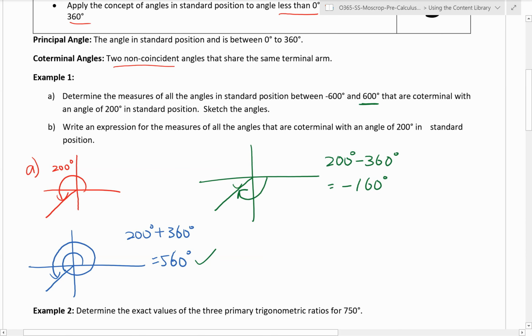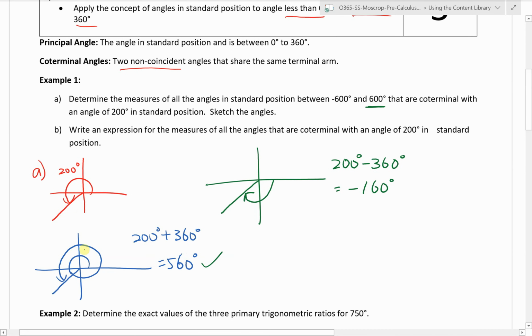Okay, so when we rotate clockwise, the angle is negative. That's another coterminal angle. Again, if you rotate clockwise, it is negative. If you rotate counterclockwise, it's positive. So for these two, you can see it's rotating counterclockwise, so the angles are all positive. This one is rotating clockwise, therefore the answer is negative.